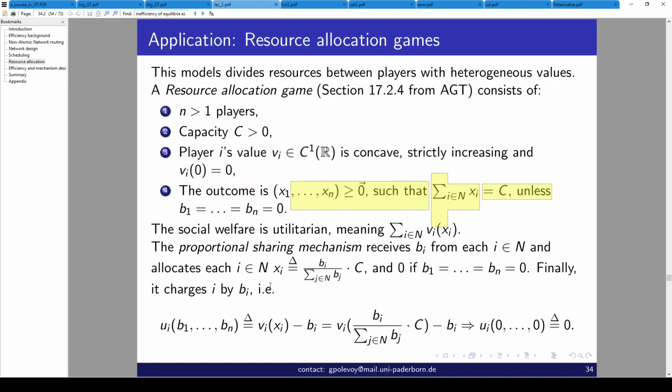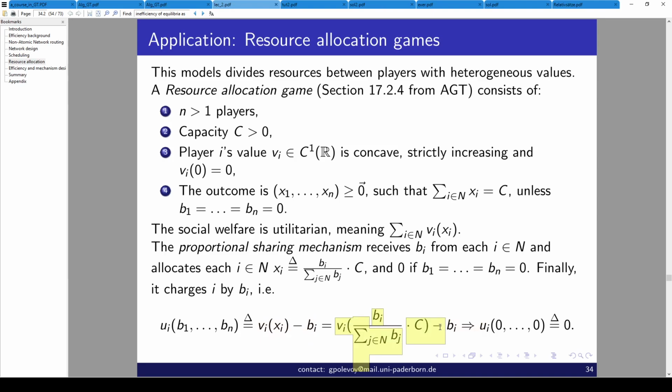And then what a player actually obtains as her utility is defined as the value of this outcome minus the payment, which is just the bid. So a player just pays the bid and therefore obtains the value minus the bid.